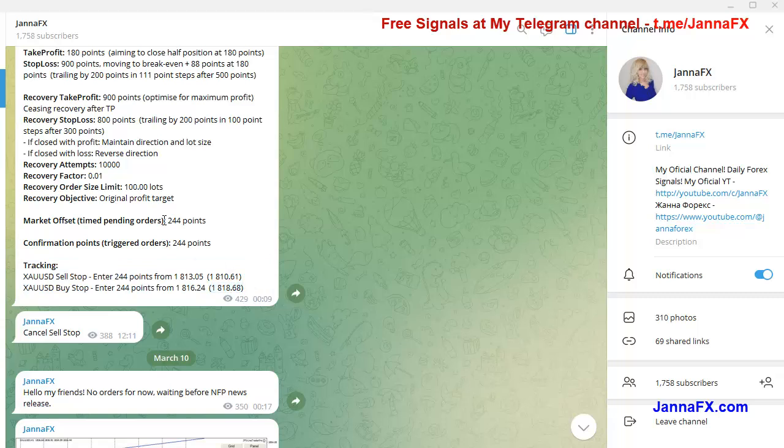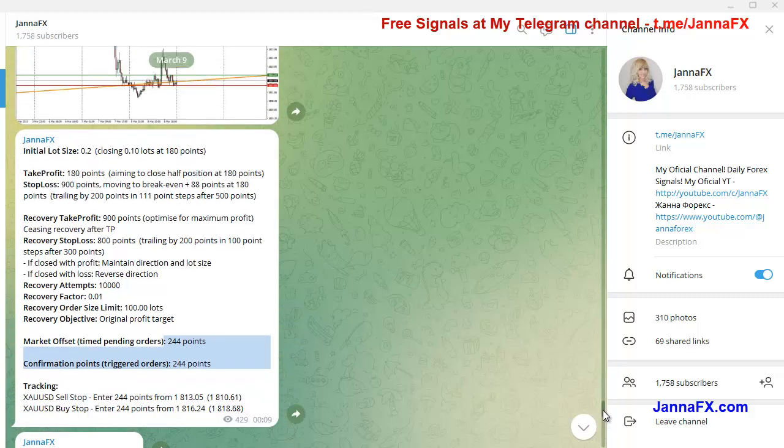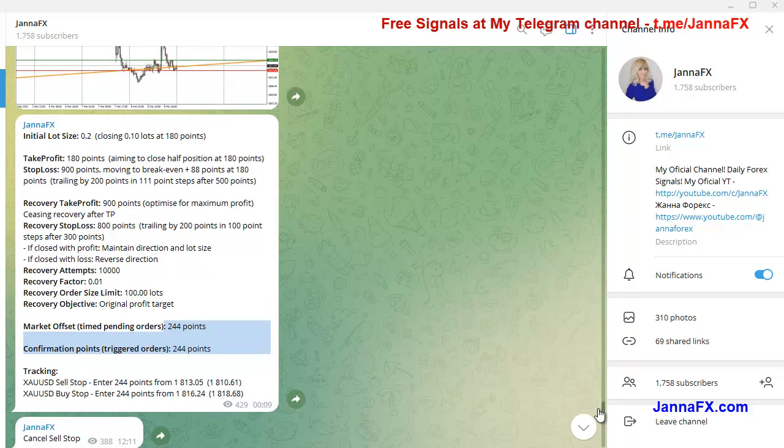And again, 244 points, so I haven't changed the distance, which I might change, but at this moment I'm not changing. And that's my usual settings. Okay, that's my usual setup, a standard one, which I think is a bit less risky for some of you, if you would like to follow, because we're only aiming here to get 180 points as the first half position, half profit we want to take, and the rest we will be running with trailing stop.